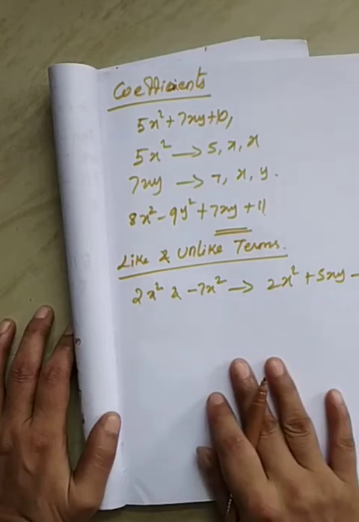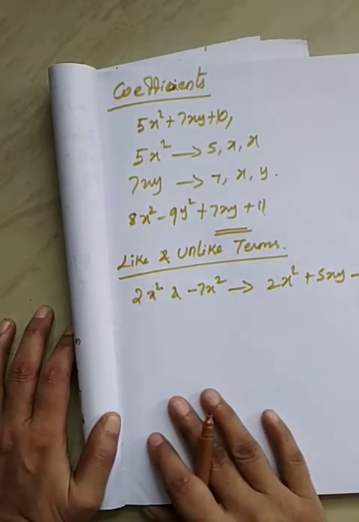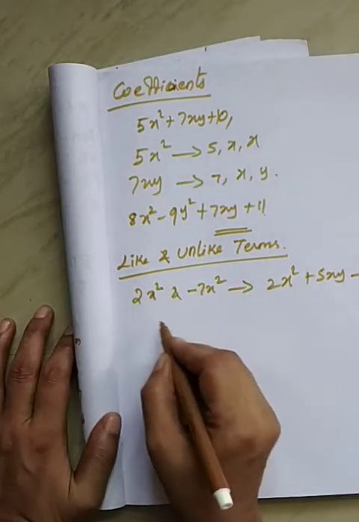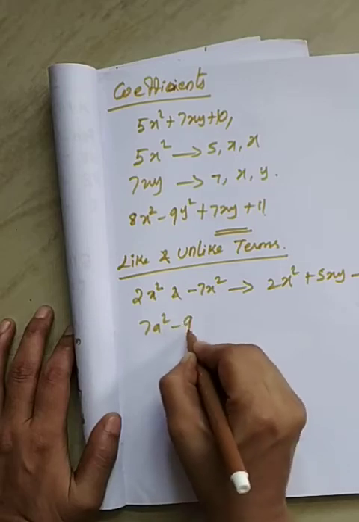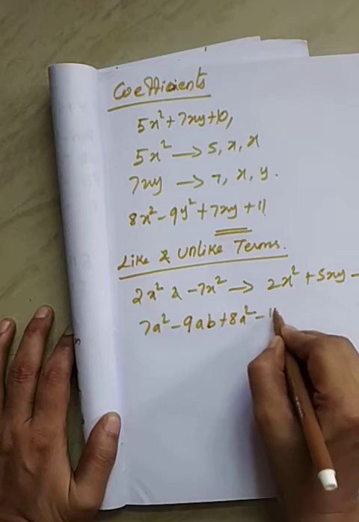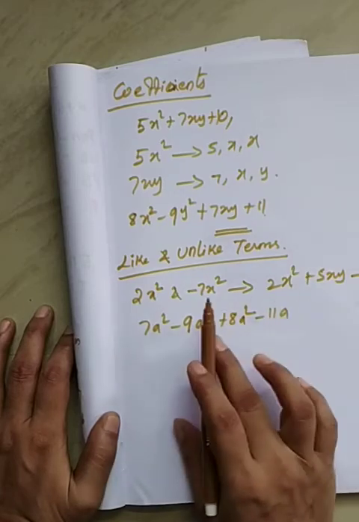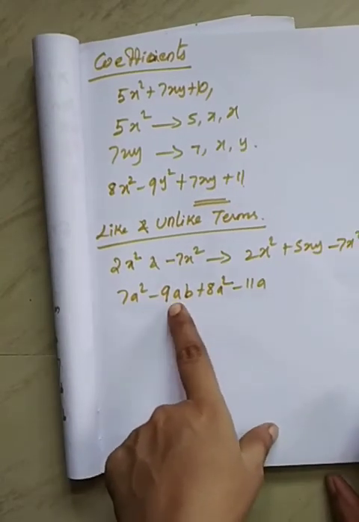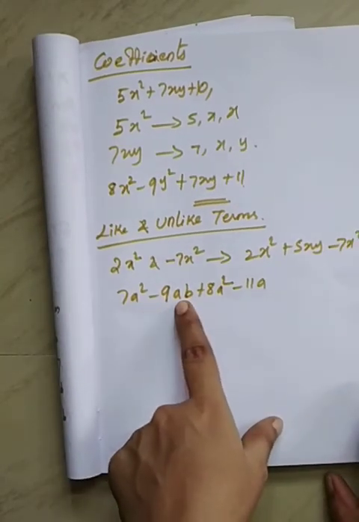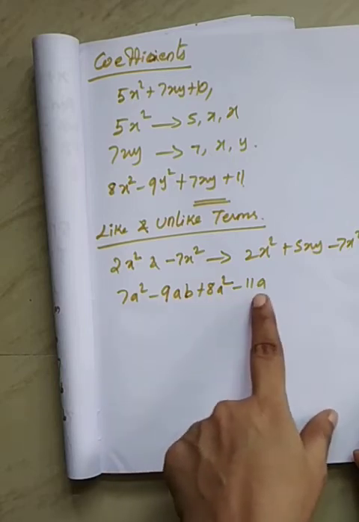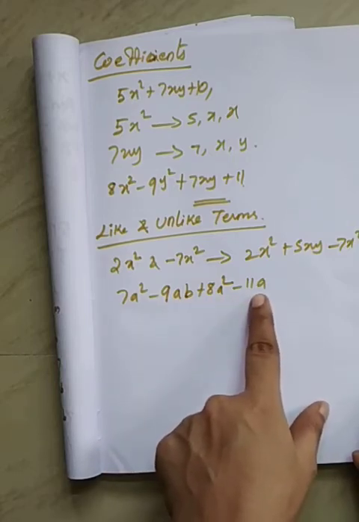When the terms have different algebraic factors, they are called unlike terms. See the expression 7a squared minus 9ab plus 8a squared minus 11a. Here 7a squared and minus 9ab are unlike terms, and minus 9ab and minus 11a are also unlike terms.